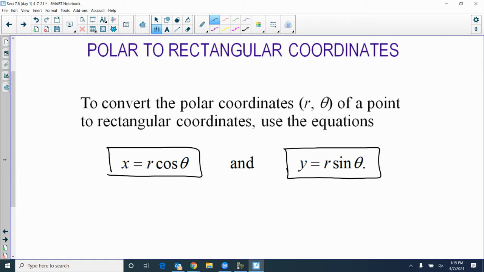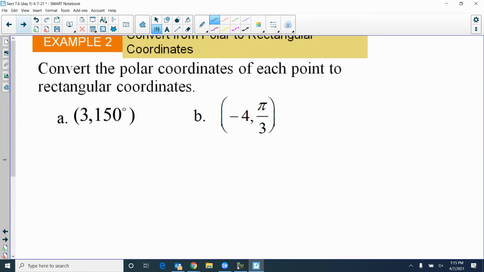Okay, let's take a look at an example. This is down there at the bottom. You should have an A and a B. A is 3, 150 degrees. Since both of these are unit circle angles, I'm going to want the exact answer. Don't give me a decimal that your calculator spits out. So you're going to have to think about your cosine and sine.